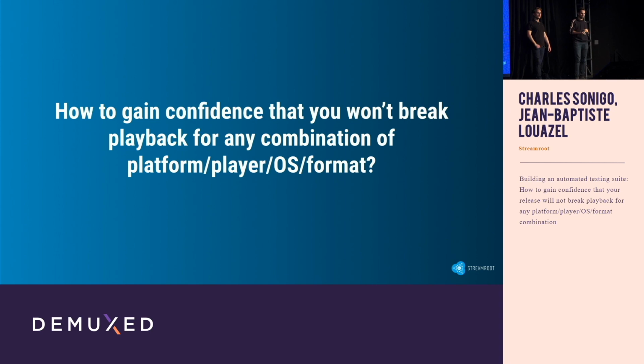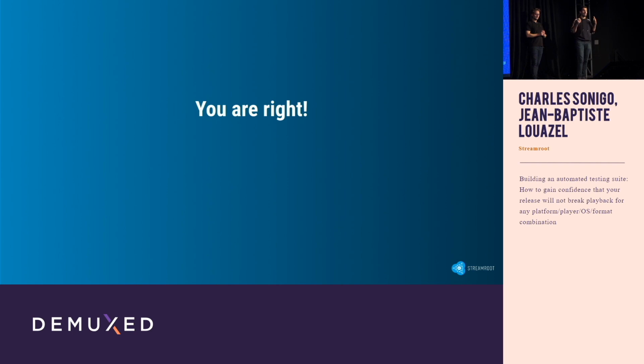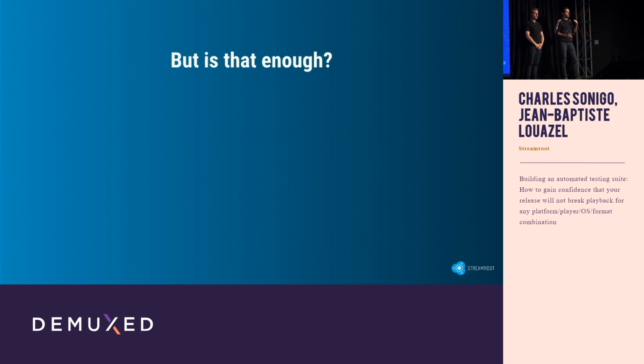So moving on. I'm hoping that some of you are already thinking that, well, with all of the tools that we have today, alerting, monitoring, canary release, and quick rollback, you don't necessarily need that much confidence when you're releasing. And you'd be right to think that. And you should definitely use those tools whenever you can if you're not already doing it. But I want to ask, could that ever be enough?